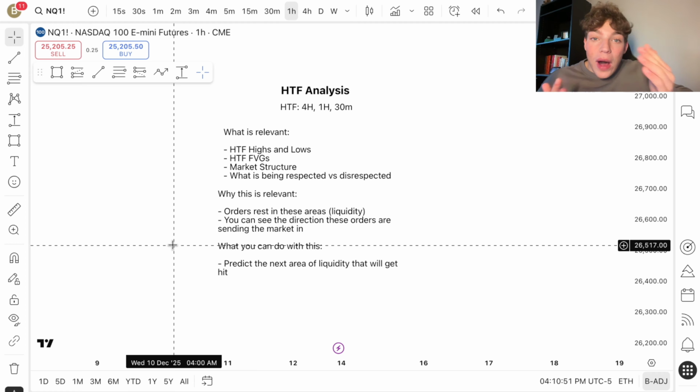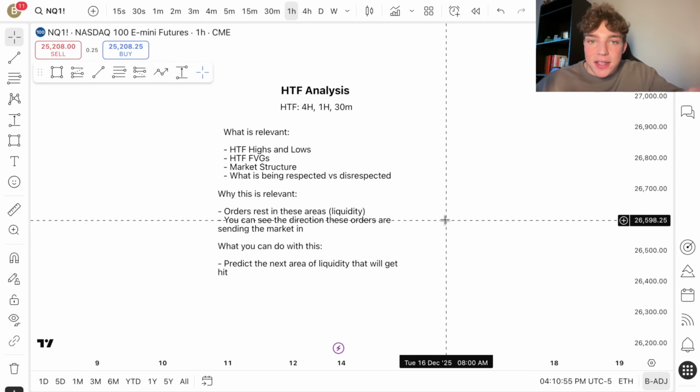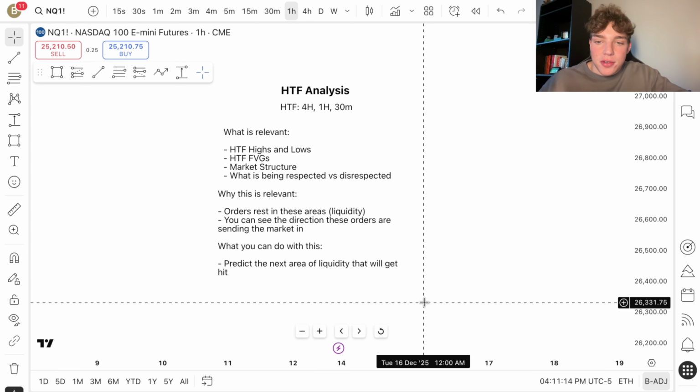All right, now let's get on to the why. Why is this relevant? Well, orders rest in these areas, obviously. At these highs and lows and in these gaps, there's tons of resting orders just waiting to be filled and waiting to send price in a specific direction. And what this enables you to do is predict the next area of liquidity that can get hit, because other areas of liquidity are sending price in that direction.